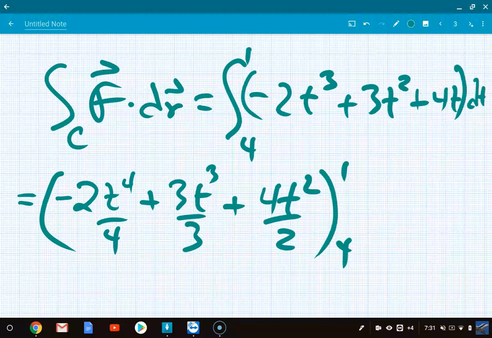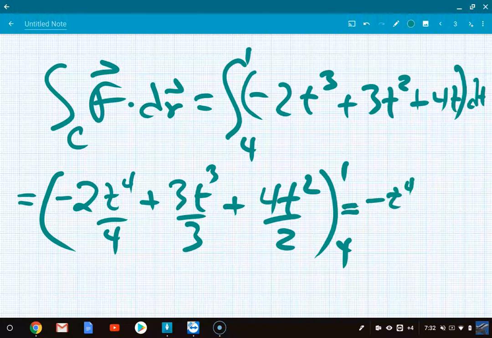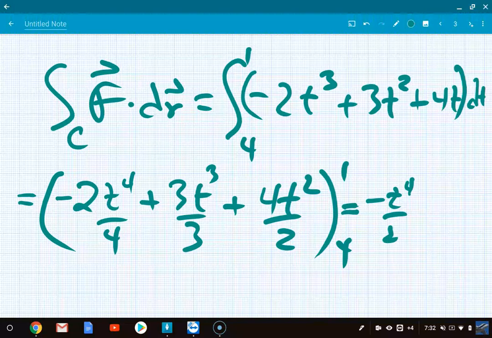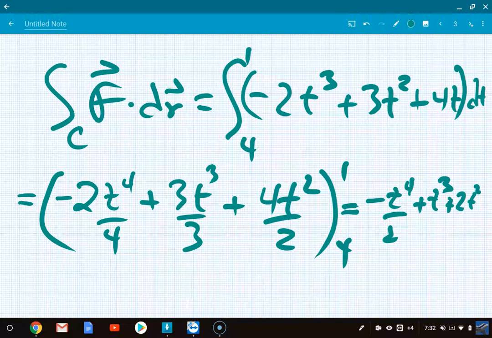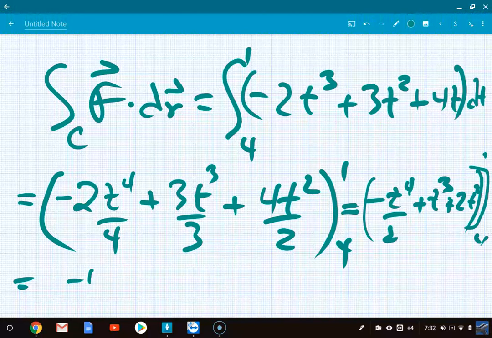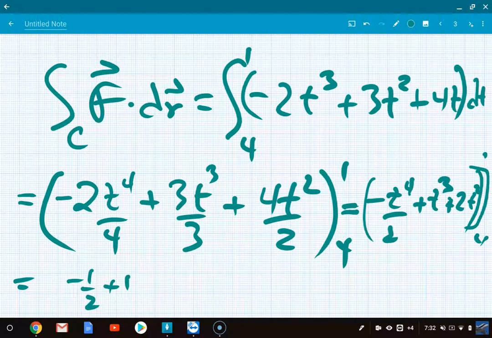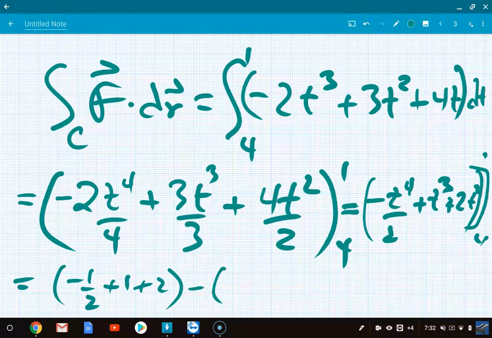So let's do that. Plug in 4. Well, I should probably simplify this a little bit. Isn't that negative t to the 4th over 2, plus t cubed, plus 2t squared from 4 to 1? I'm running out of space, sorry. Okay, let's plug in the 1. So 1 to the 4th is 1, negative 1/2. Plus 1 cubed is 1. Plus 2 times 1 squared is 2. Quantity minus what you get when you plug in 4.